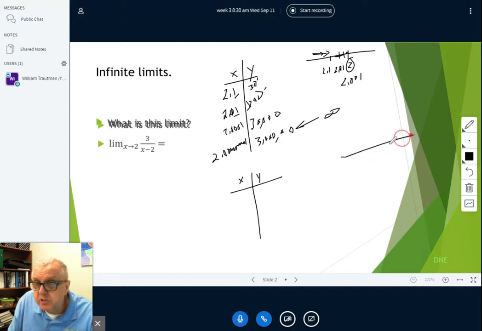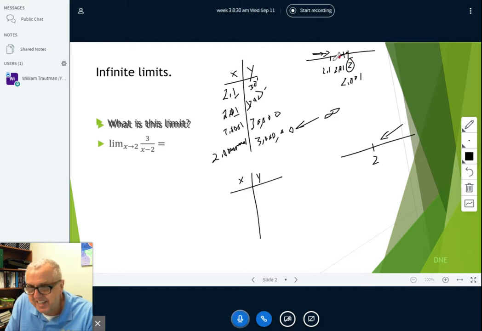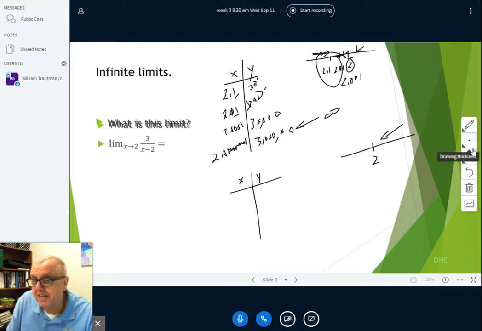So once again, here's my number line, here's 2, but I'm approaching 2 from the right side. Oh, I already approached it from the right side. I apologize. Well, you get the point. I was thinking of a negative number. 2.1 is on this side. It's the same concept. So now I'm approaching it from this side.